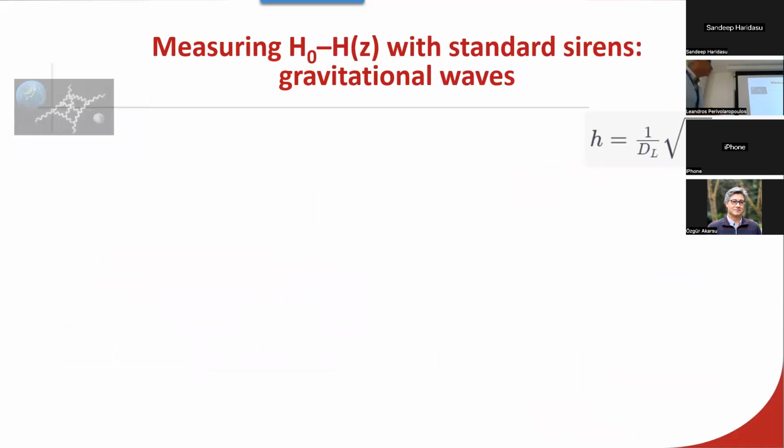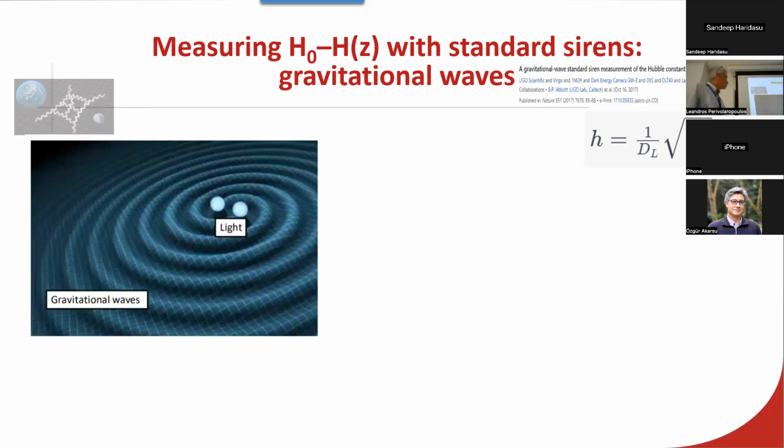Another way to do that is to use gravitational waves. What is being measured is the amplitude of the gravitational waves, and this can be connected with the gravitational luminosity distance as one over the other times some parameters here, which is the frequency of the gravitational waves, and this is the so-called chirp mass, which has to do with the masses of the binaries that produce the gravitational waves.